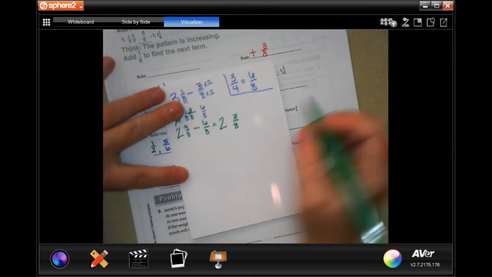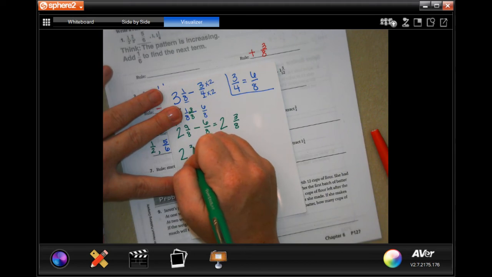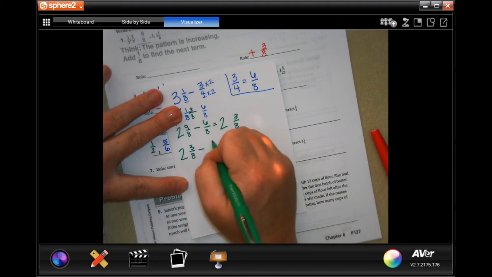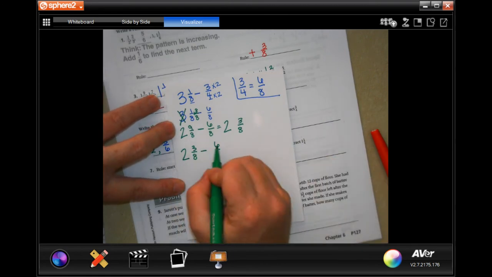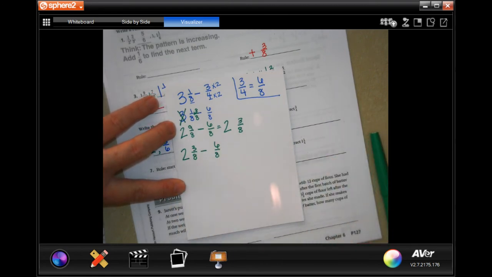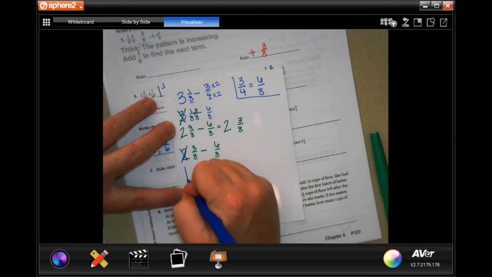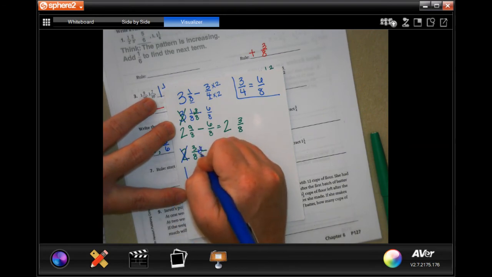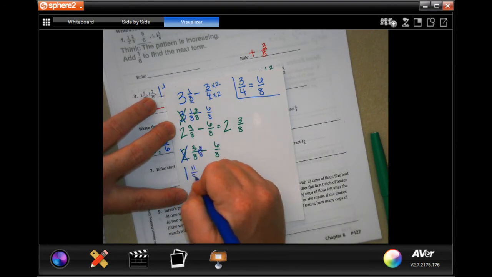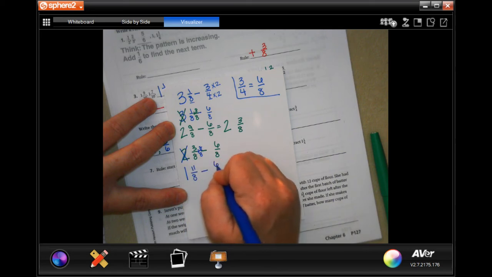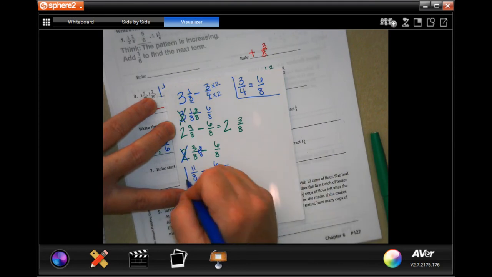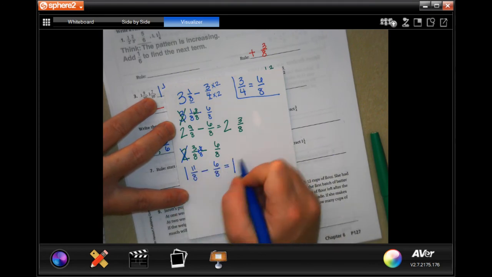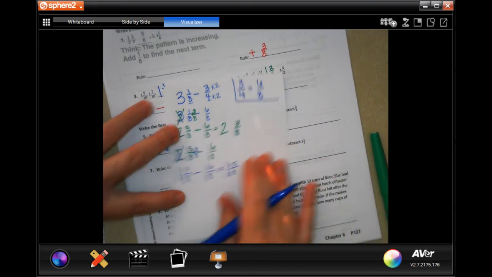Okay? I'm going to start with 2 3/8. I'm going to take away 6/8. Okay? 3 cannot take away 6. I need to borrow 1 again. 1, and I'm going to add an 8 over 8. Now I have 11 over 8 minus 6/8. Okay? 1 doesn't change. 11 minus 6 is 5, and my denominator is 8. I can't reduce 5 over 8.